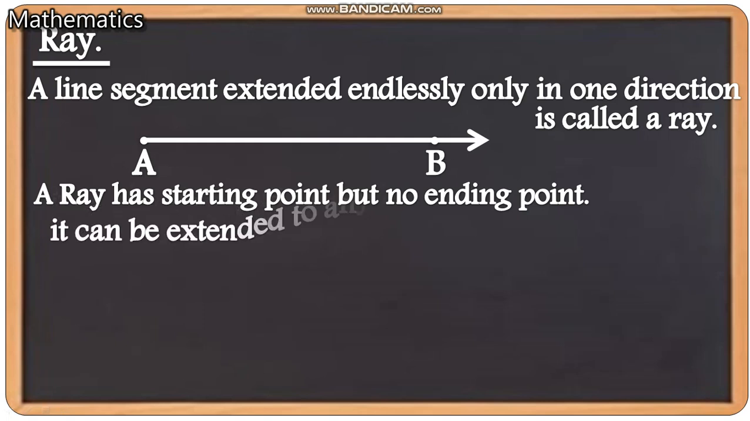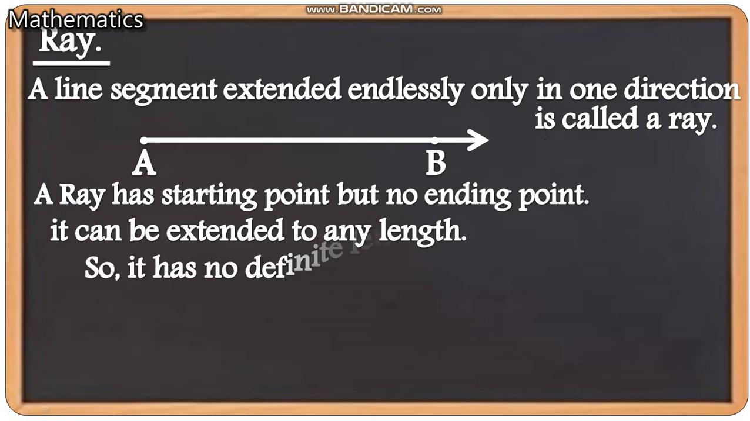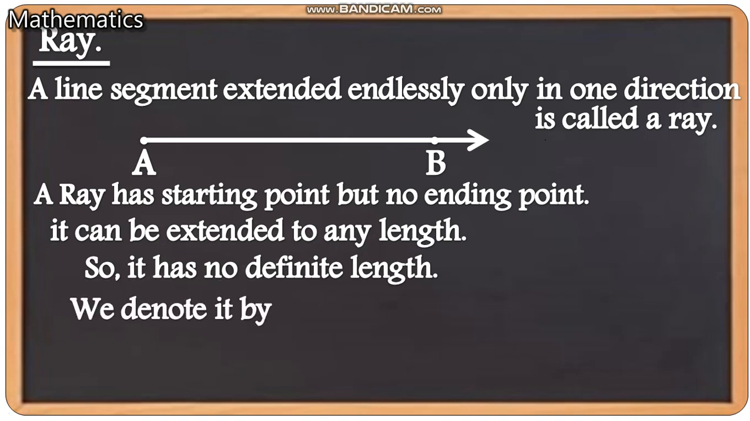It can be extended to any length. This arrow mark means this can be extended to any length. So it has no definite length, so we can't measure. How do we denote this? A small arrow and give the letters A, B. You may give any letters P, Q or X, Y, any two continuous letters.